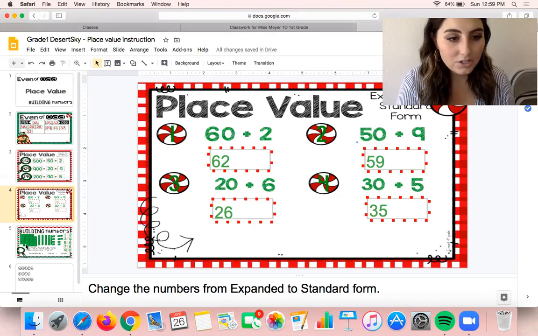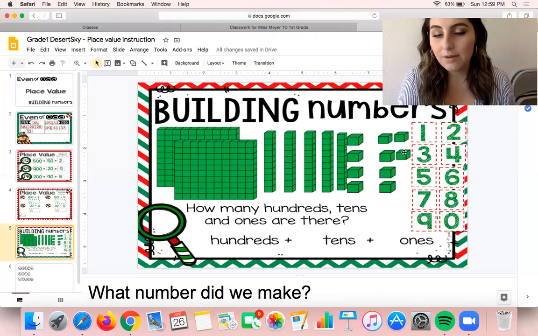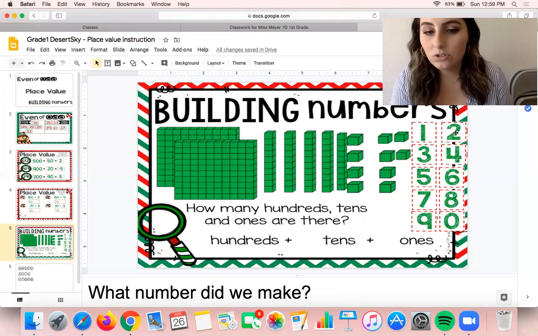And the last thing you're going to do is build numbers using base 10 blocks. So we need to find out how many hundreds, how many tens, and how many ones are in the picture. And we're going to use these numbers here to write it out in a sentence. So starting with our hundreds, remember which one is our hundreds? Our flats. So we have 1, 2 flats, which means we have 2 hundreds.